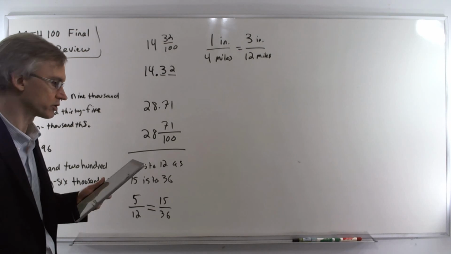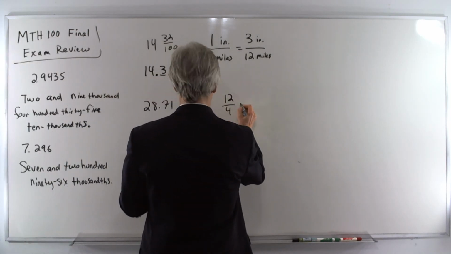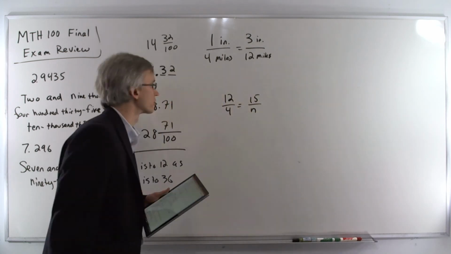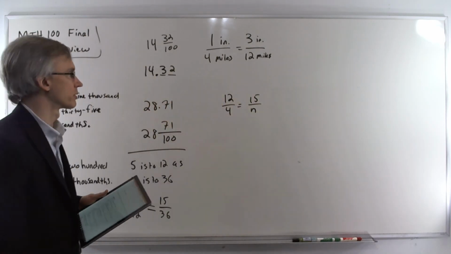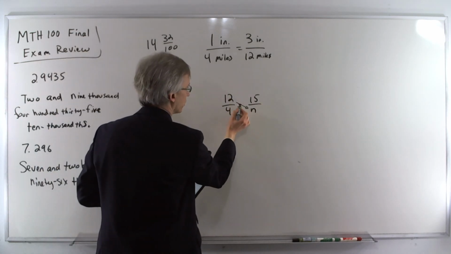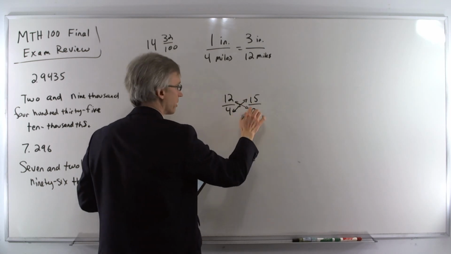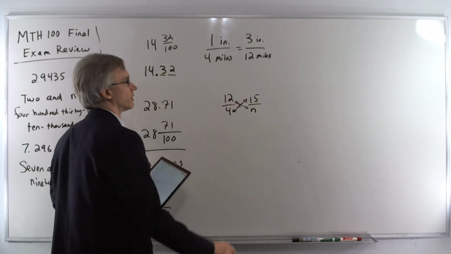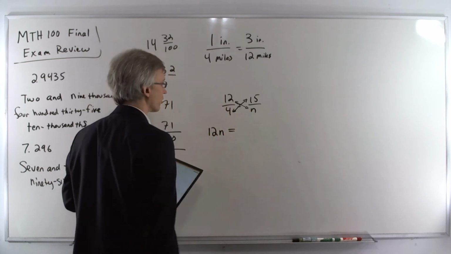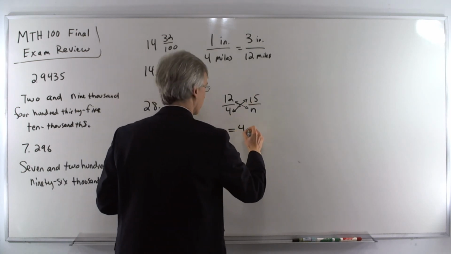Now, some proportions are going to need to be solved. 12 over 4 equals 15 over n. So we can solve these by cross multiplying. We'll multiply numerator by denominator and numerator by denominator across fractions. Right? So n times 12 or 12n. And then we'll set those two products equal to each other. And 4 times 15.